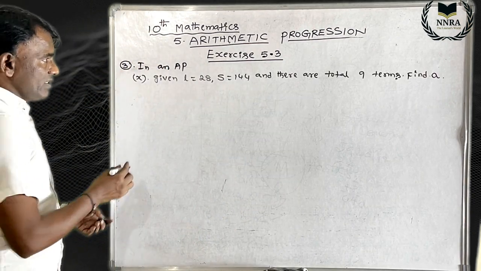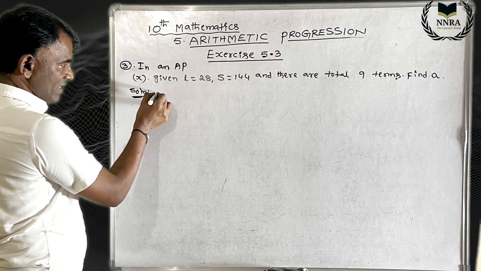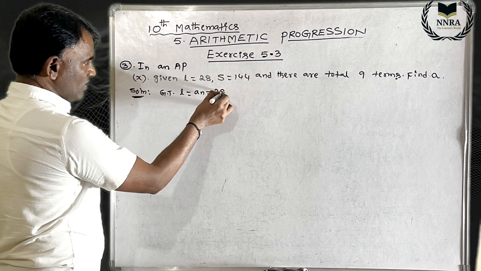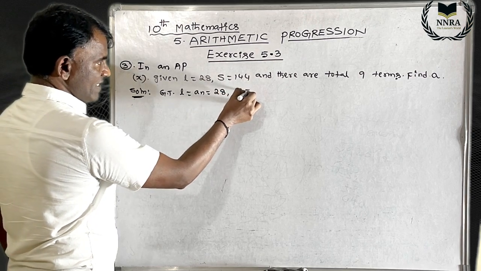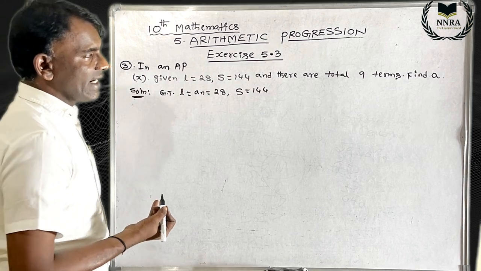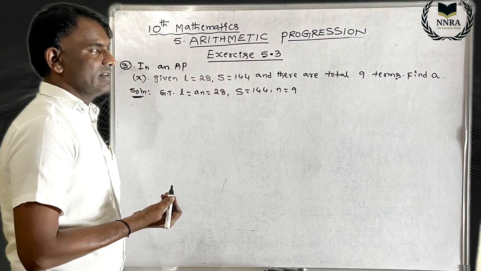See this question. L value is given. L is nothing but last term, right? So L equal to An equal to 28. S means Sn, that is 144. And there are total 9 terms, that is the value of n. So n equal to 9.